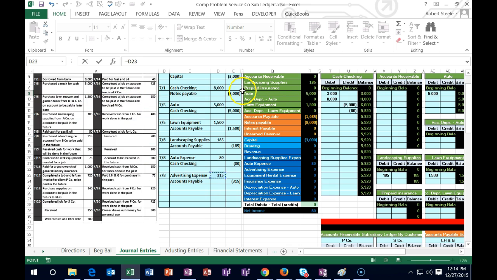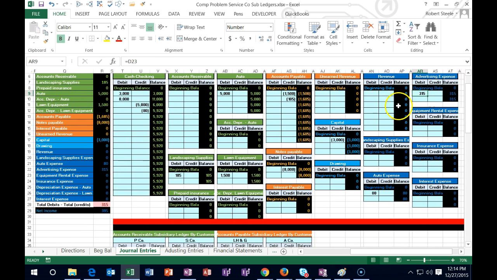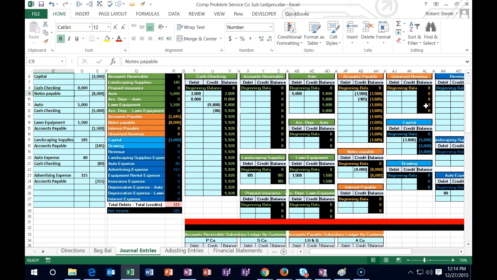So at the end of the day, if you're in the same cell I'm in, it should be equal D23. So if you select enter, then in cell AR9 we'll have D23 in there, bringing the balance up by 315.